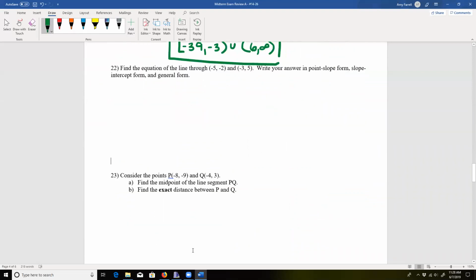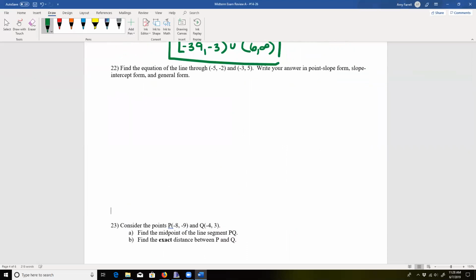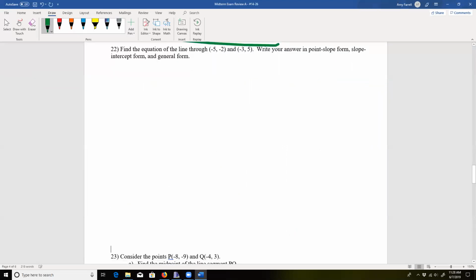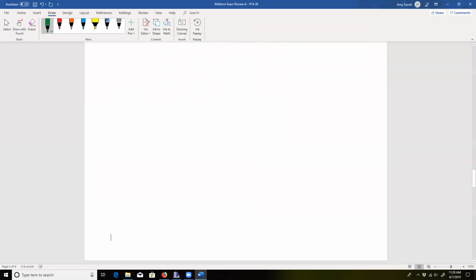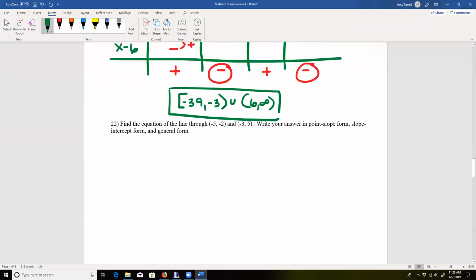Number 22. I'll move this down here because I feel like I'm going to need a lot of room with 22. Okay, 22, we're given 2 points, and we're asked to write our answer in point-slope form, slope-intercept form, and general form. Starting with point-slope form.